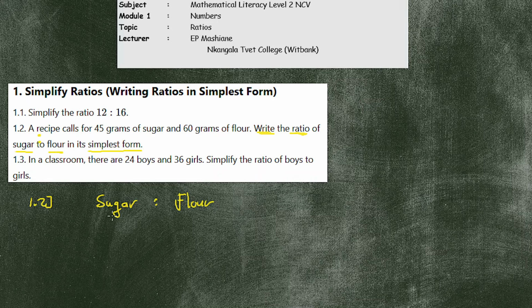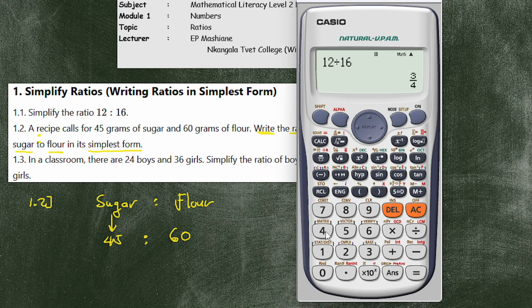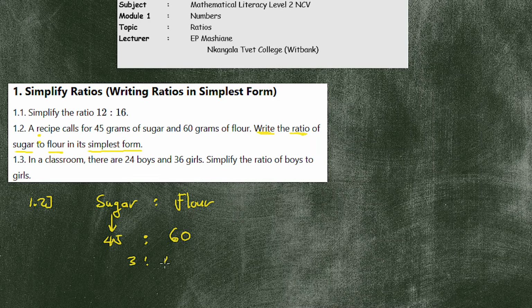What is the mass, the measurement for sugar? That's 45 grams. And then to flour, that is 60 grams. So simplifying this, pull out your calculator and punch this in. We are getting a 3 to 4 once again.